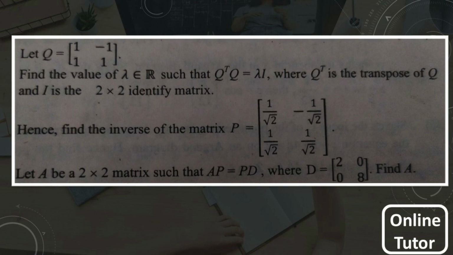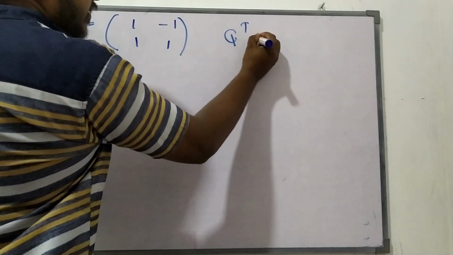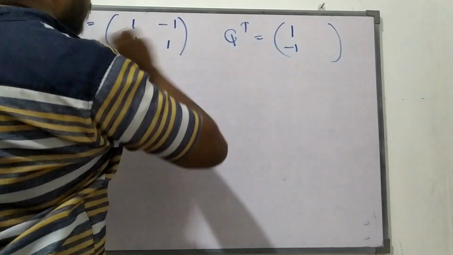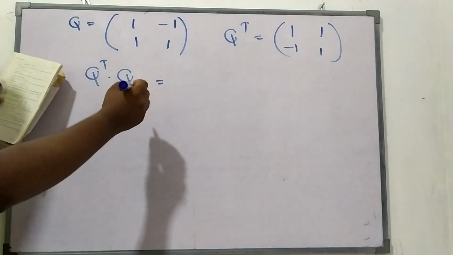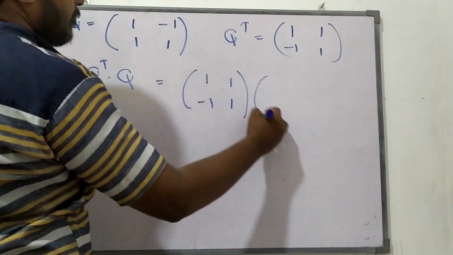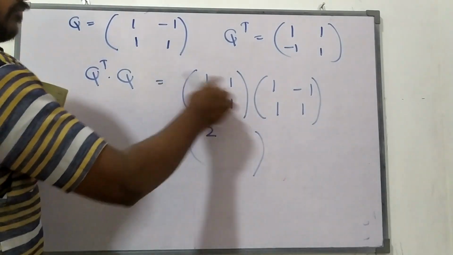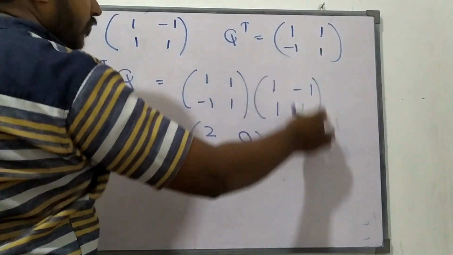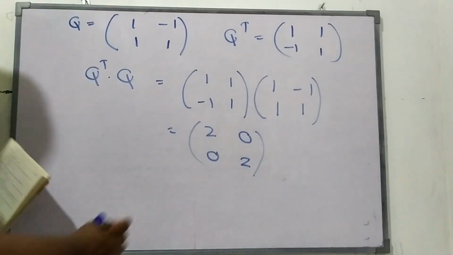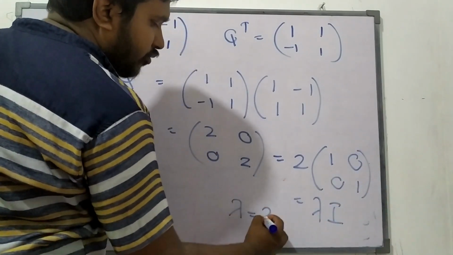So Q was given to me. This is Q: 1 minus 1, plus 1 plus 1. Then what will be Q transpose? The transpose matrix: all rows become columns. Then Q transpose into Q: 1 1 minus 1 plus 1, times 1 minus 1 1 1. So 1 1 is 2. 1 minus 1 minus 1 is 0. Minus 1 plus 1 minus 1 is 0. Plus 1 plus 1 is plus 2. Actually you can pull 2 out. It's 1 0 0 1, like lambda I. So lambda becomes 2.